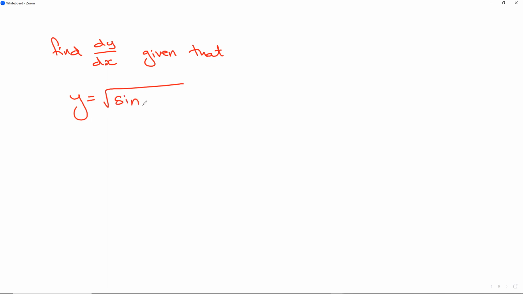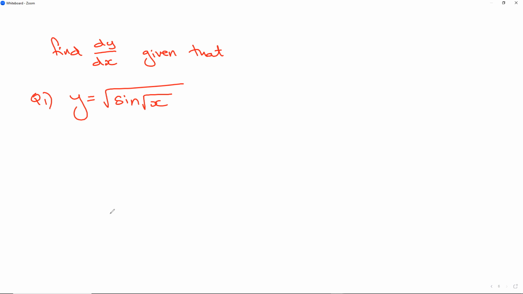All right, let's take a look at the following question. We are asked to find dy/dx given that y is equal to the square root of sine square root of x. All right, so let's have a look at this one over here.